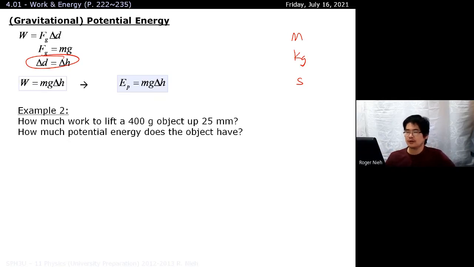We could also call it, for example, EG is equal to mg delta y. Yeah, you could do that. Again, let's just stick with simpler notations. Okay, let's just keep it clean.